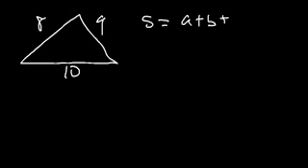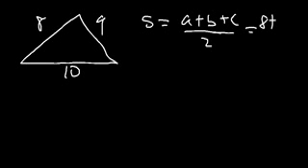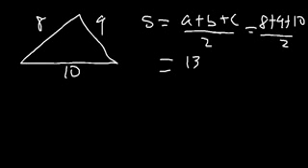Now, sometimes you're not given an angle. You may have a triangle that's not a right triangle, and you're given all three sides. So if you don't have an angle, this is the equation that you want to use. First, find s. This is Heron's formula. s is a plus b plus c divided by 2. Basically, it's half of the perimeter. So it's 8 plus 9 plus 10 over 2. 8 plus 10 is 18, plus 9 is 27. So we have 27 over 2, which is 13.5.